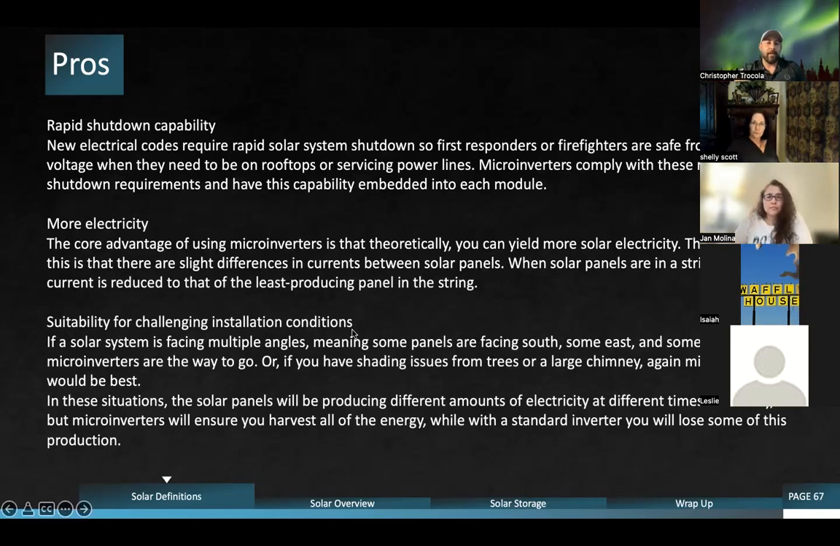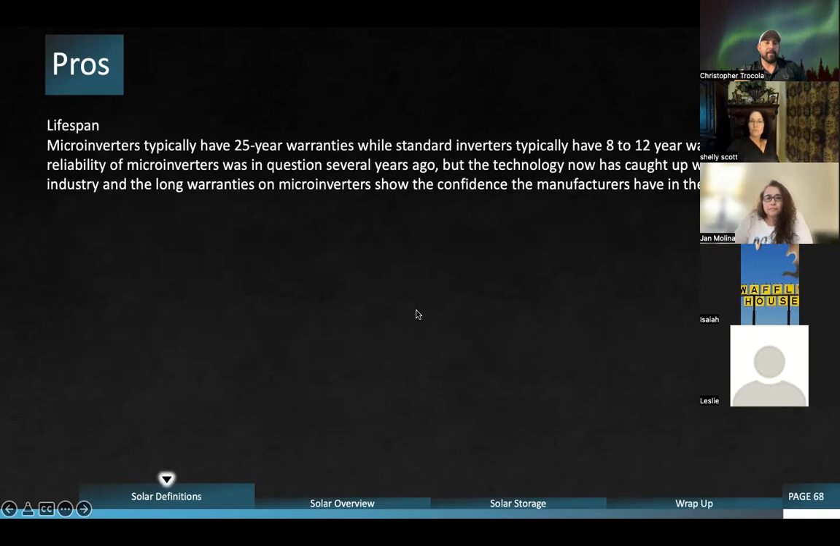Cool. I think the main core functions you guys got on this. There are more pros. The lifespan. They typically have 25-year warranties. Typical inverters have 8 to 12. Remember that. The reliability of microinverters was in question several years ago, which is why I don't like them. But the technology has now caught up with the industry, and the long warranties on microinverters show the confidence manufacturers have in their products.